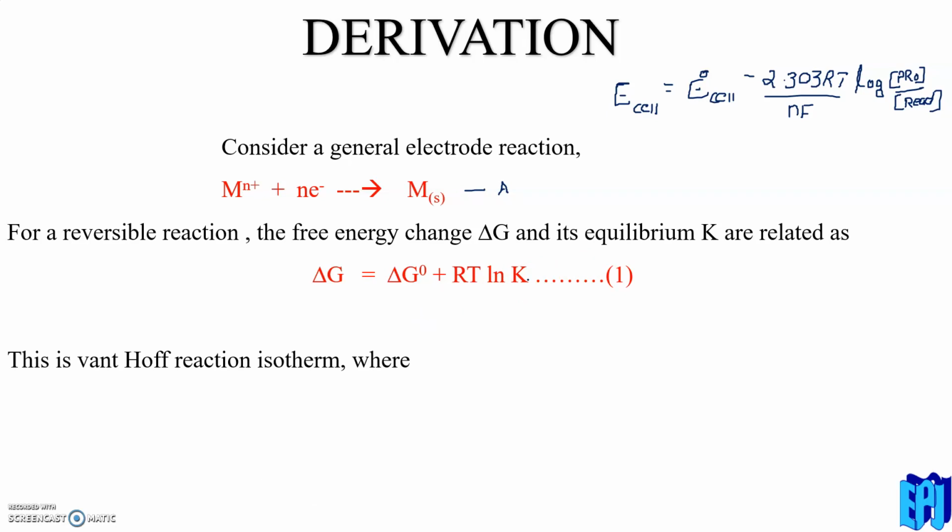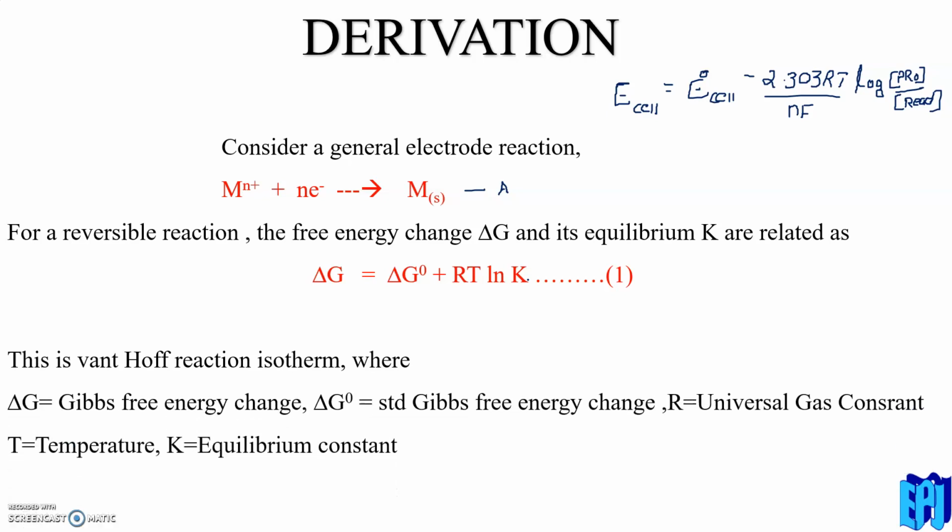When you insert an equation in a derivation, you have to explain the terms of that equation. So let us explain the terms. Delta G is the Gibbs free energy change. Delta G0 is the standard Gibbs free energy change. R is the universal gas constant, T is the temperature, and K is the equilibrium constant. So just consider this equation. We can see that E cell replaces delta G, and E0 replaces delta G0. So a small framework can be seen.